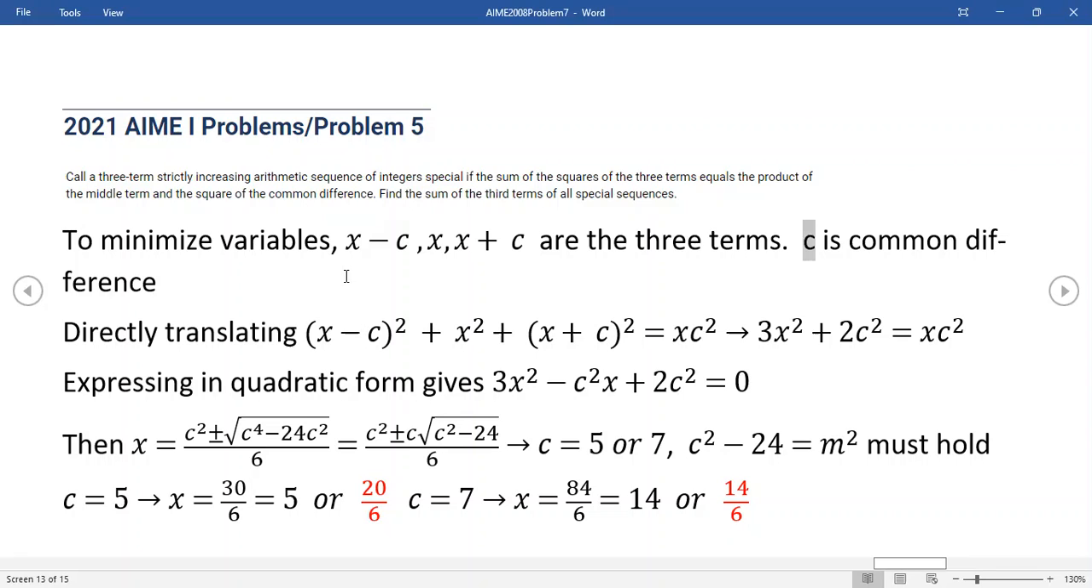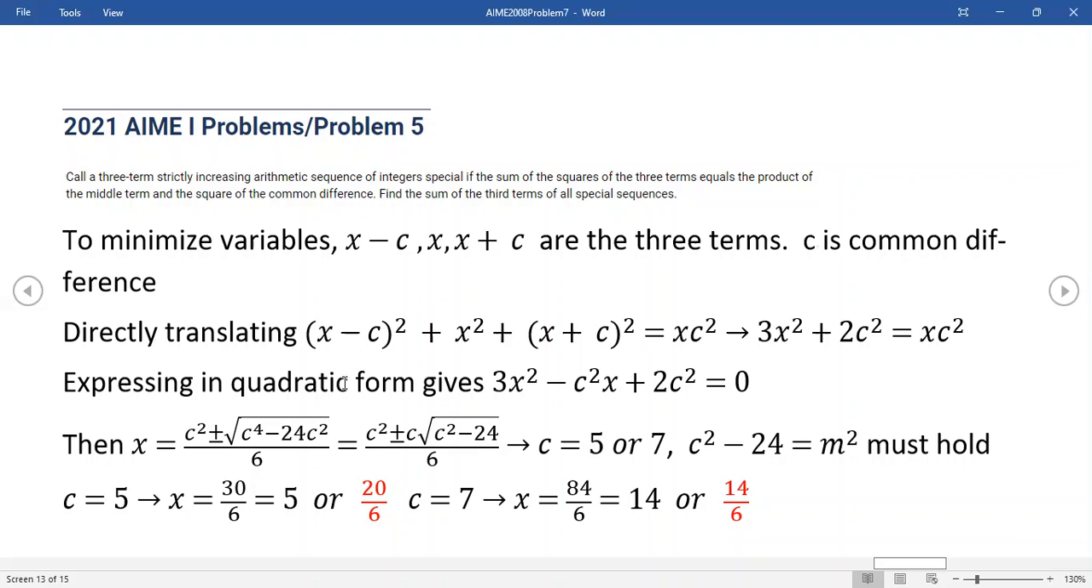And if you're not familiar with arithmetic sequences, say x was 10. Well, the first term would be 7, the second term would be 10, and the third term would be 13. So an arithmetic sequence is just a sequence where each term differs from the next by a common difference, with the operation of addition. So that's the way we're going to write it: first term, middle term, last term.